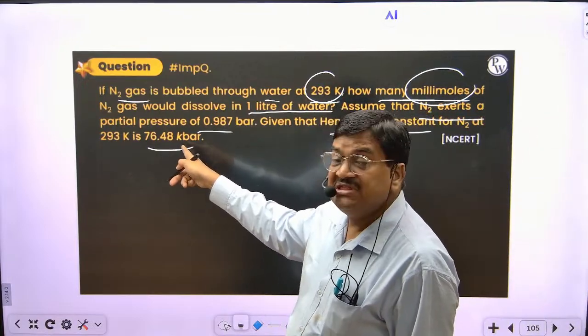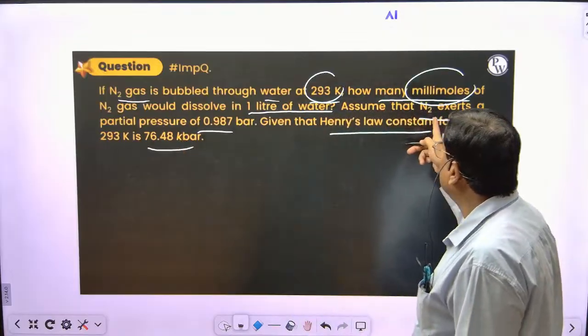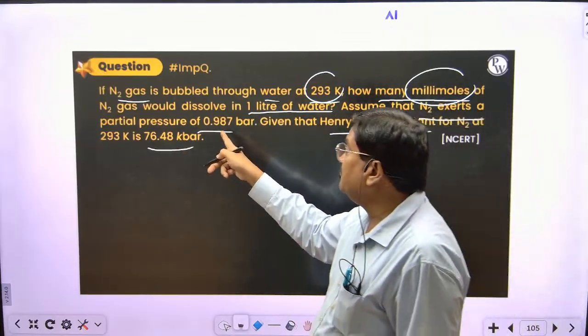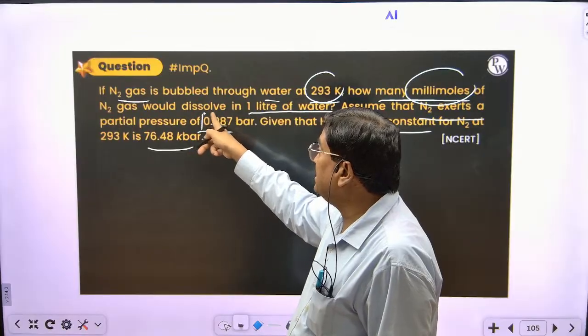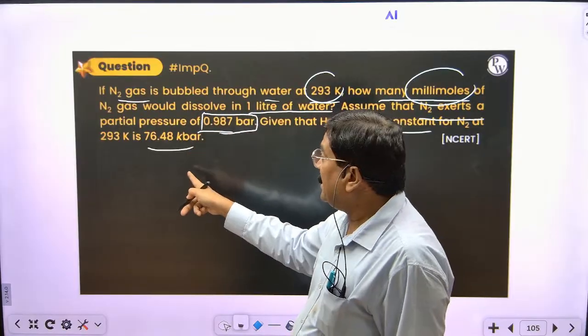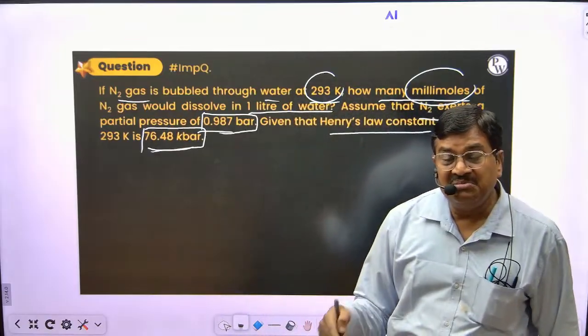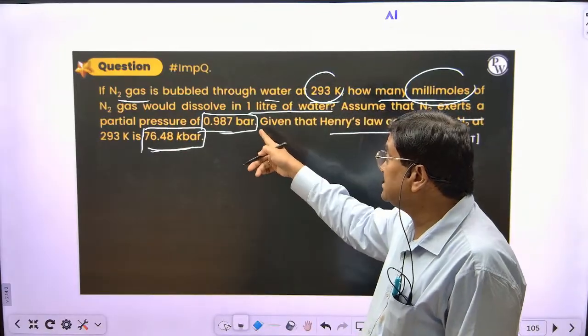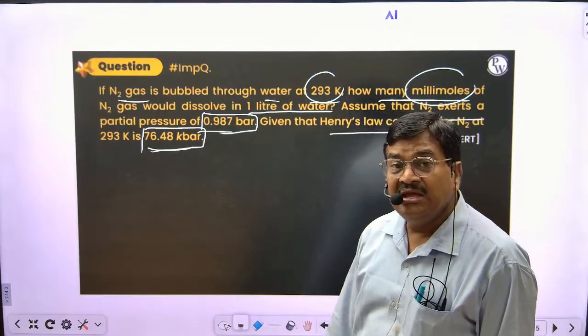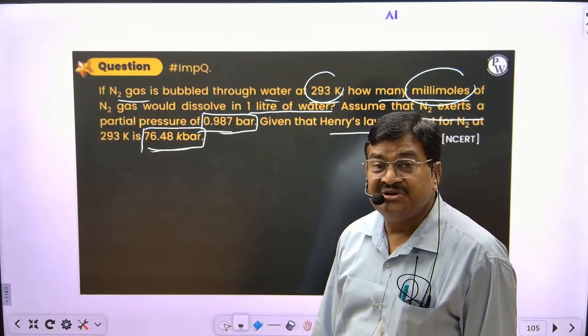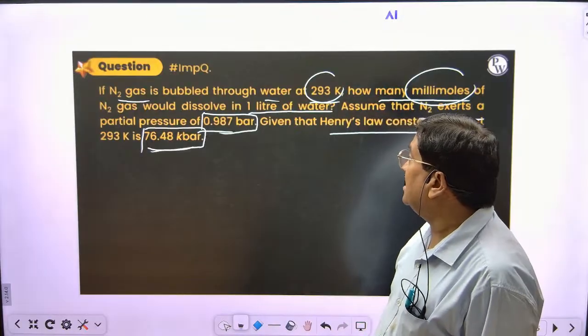So be careful with the unit. Pressure is given in what unit? If you observe carefully, this is given in bar, whereas KH is given in kilobar. Just like in thermodynamics, you have to be careful with units. One is given in bar, the other is given in kilobar. Then 1 kilo is how much, student? 1000, no? So simple. Now write the data.